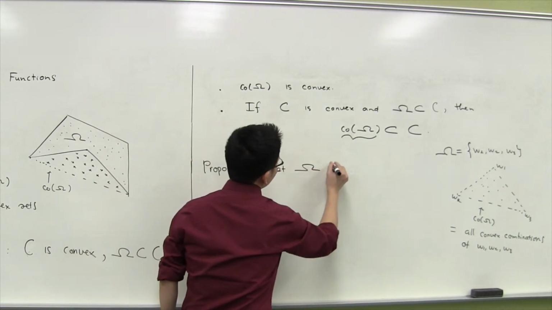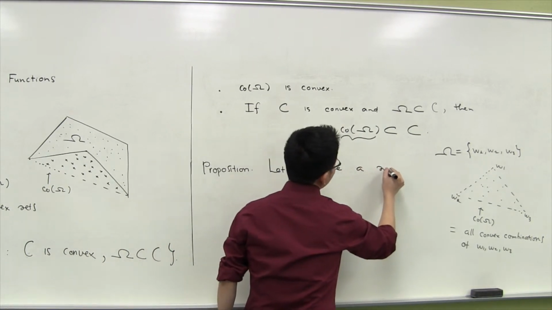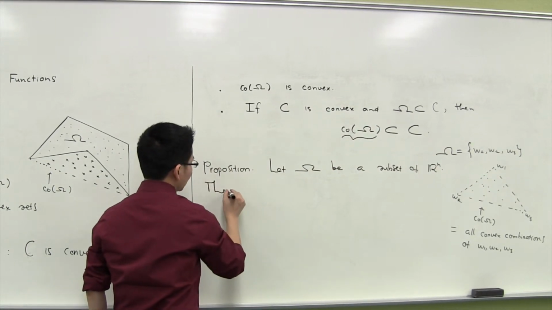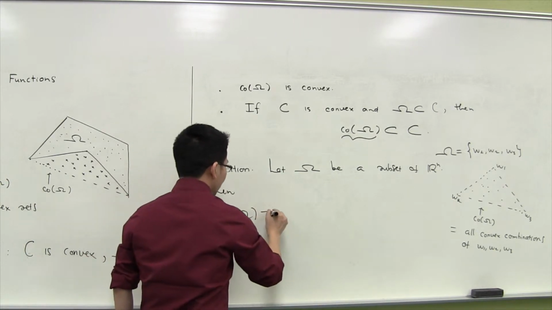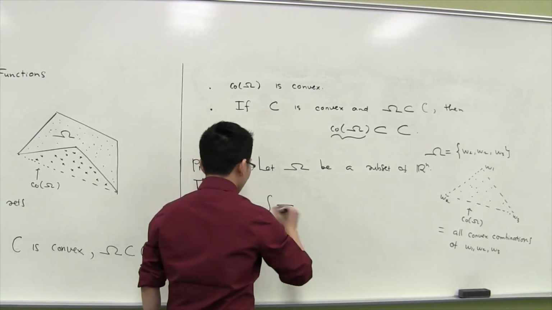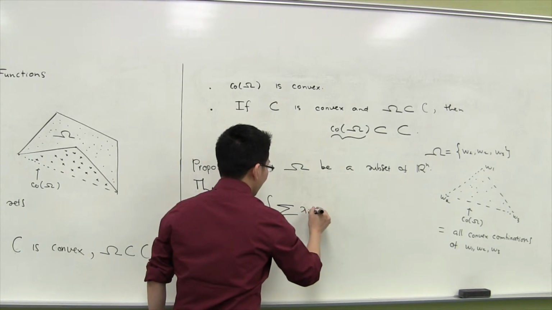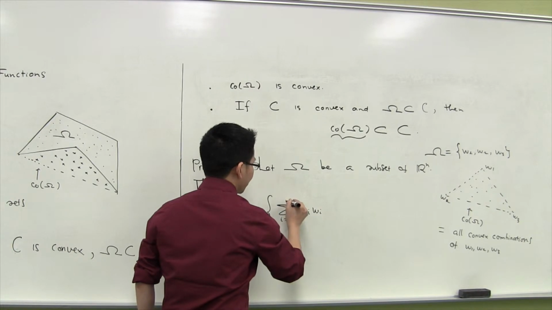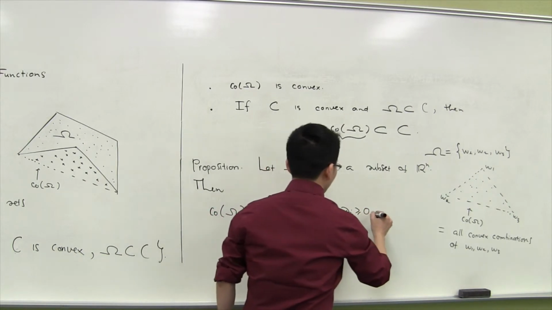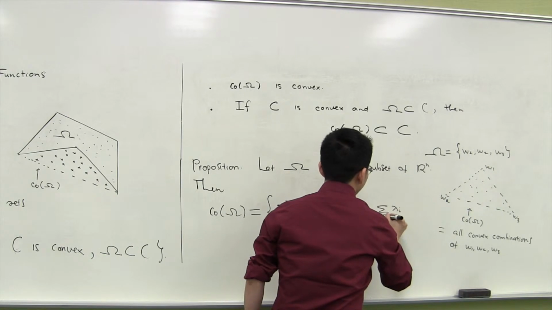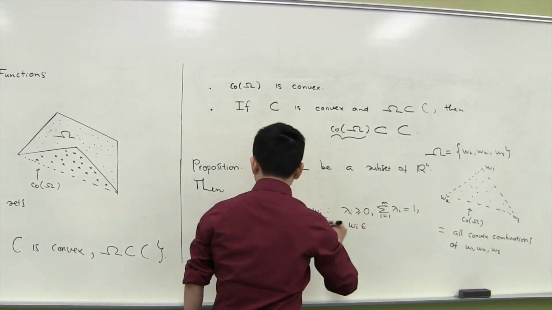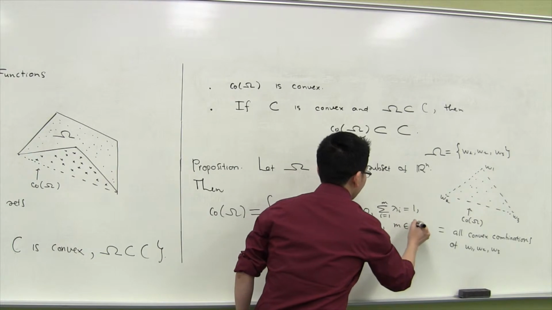Let omega be a subset of Rn, then the convex hull of omega is equal to the set of all convex combinations of omega, that is, all elements of the form the sum of lambda i times wi, where i runs from 1 to m. Over here, each lambda i is greater than or equal to 0. The sum of lambda i, where i runs from 1 to m, is equal to 1. Each wi belongs to omega, and m here is any positive integer.